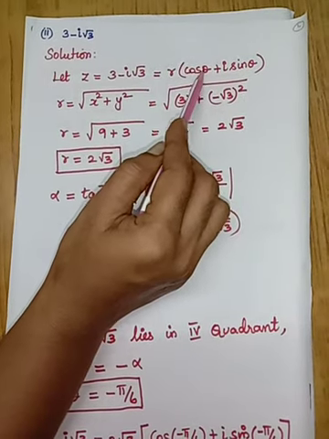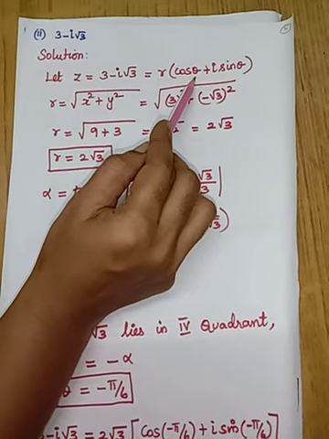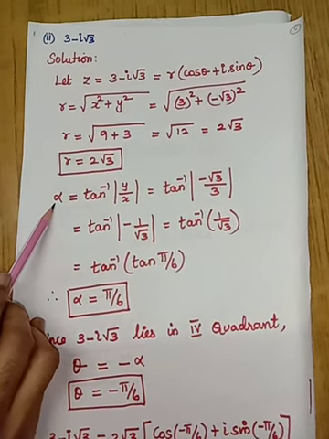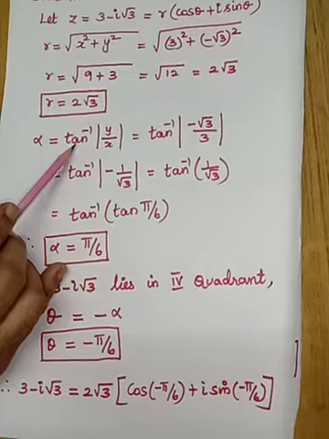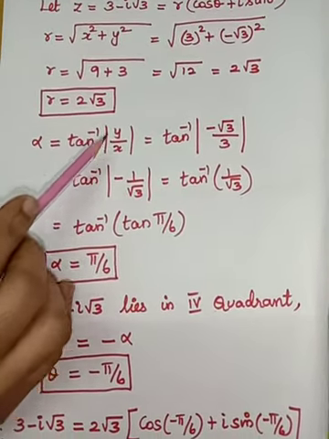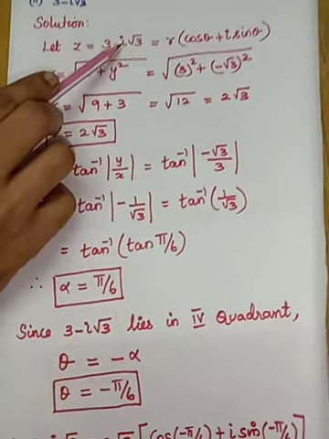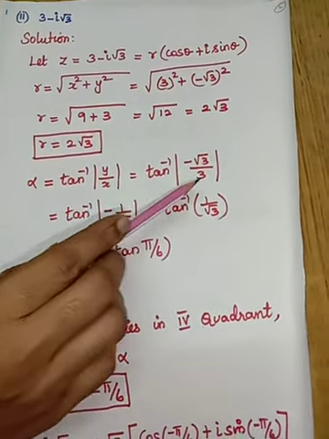You have to find theta, that is the principal argument of the complex number. For that, you have to do 2 steps. First step, you have to find alpha. To find alpha, what formula has to be used? Tan inverse of modulus of y by x. So tan inverse of, what is your y? Y is nothing but minus root 3, divided by x, which is nothing but 3.